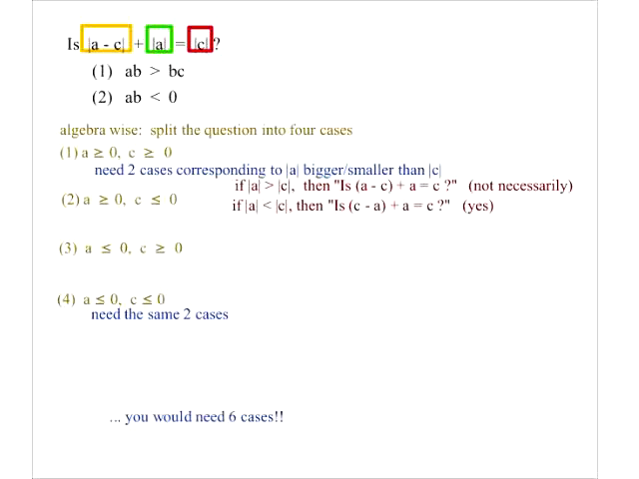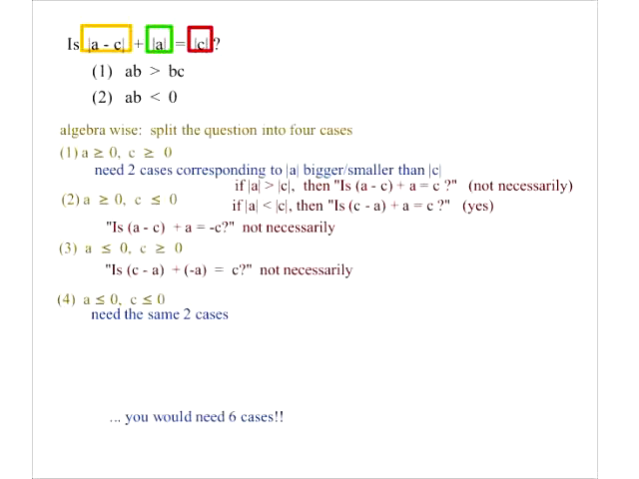Here, if A is positive and C is negative, then that difference is positive, so you get A minus C plus, that would be A equals negative C. So that's a not necessarily. Here you would get the other way around. This would be C minus A plus negative A equals C. That's not necessarily.